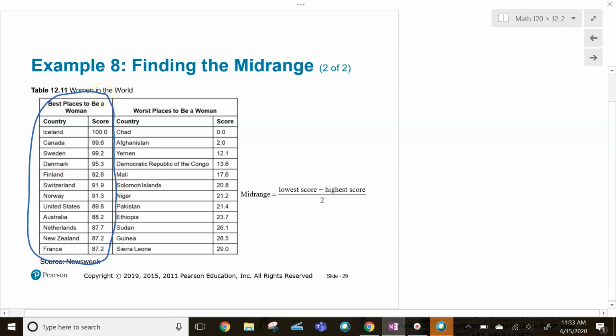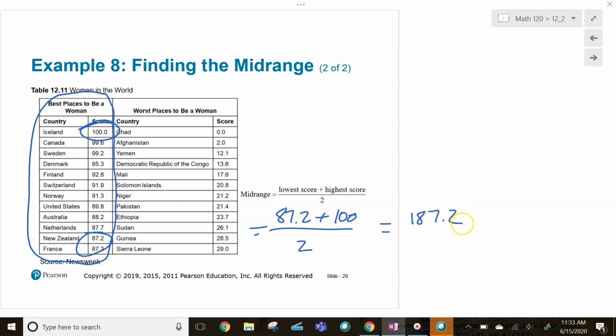What's our mid-range here? So we're going to take our lowest score, and it looks like our lowest score would be 87.2, right? In either New Zealand or France. And then we're going to throw in our highest score for Iceland, best place to live if you're a woman, and then we're going to divide it by 2. And so that ends up being 187.2 divided by 2, which is 93.6. So there's our mid-range if you're looking at the best places to be a woman only on those, right? So it looks like US in this data at least is a little below the mid-range, right?